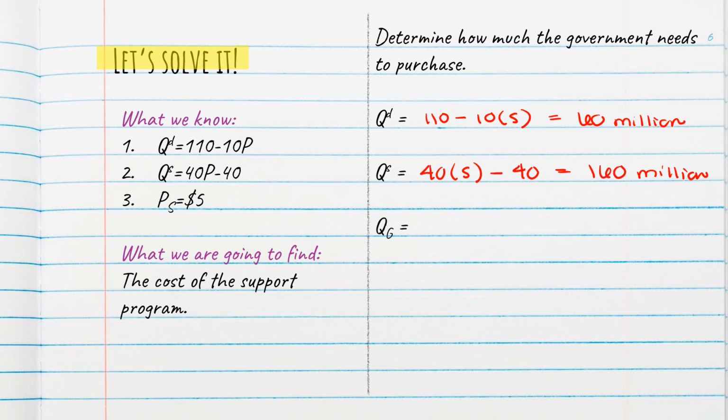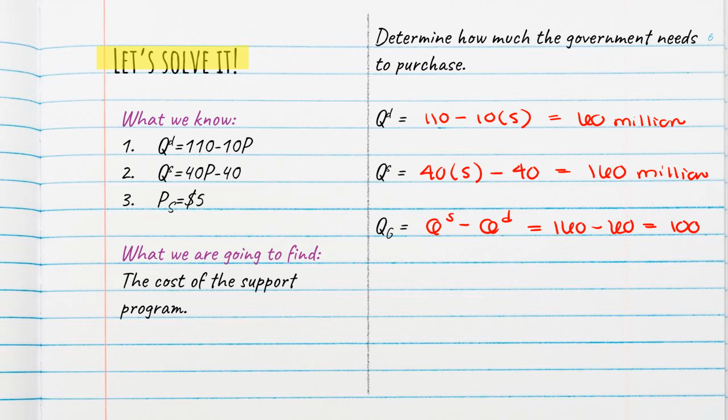So what is the government going to have to purchase in order to support this artificially high price? They're going to have to purchase the difference between the quantity supplied and the quantity demanded, which is 160 minus 60, or 100 million.